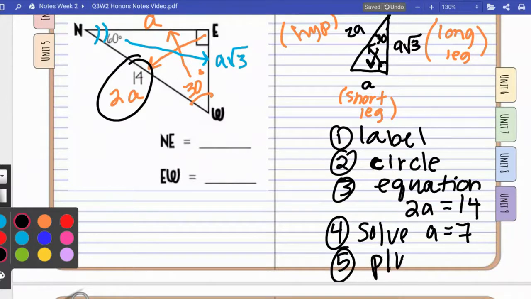Step 5, plug in. So N to E is A on our picture, and A is just 7. And E to W is A times the square root of 3, and we know A is 7, so it's just going to be 7 times the square root of 3 is my answer.